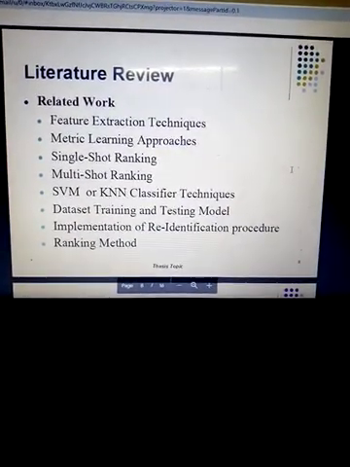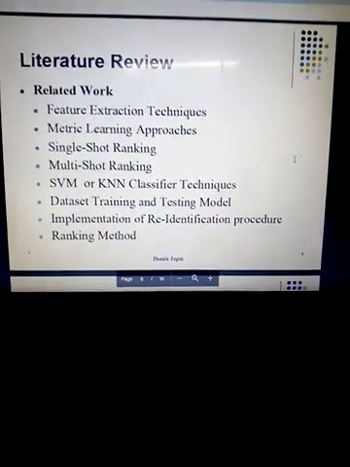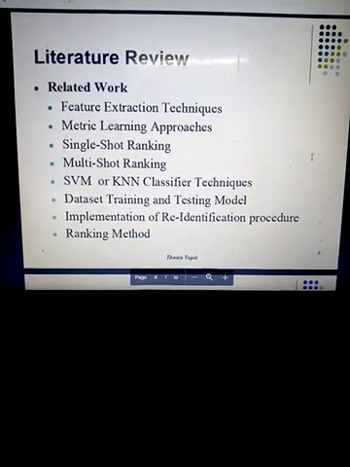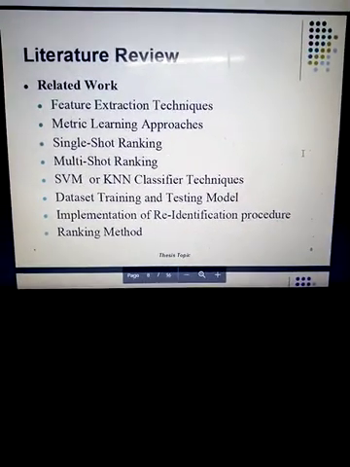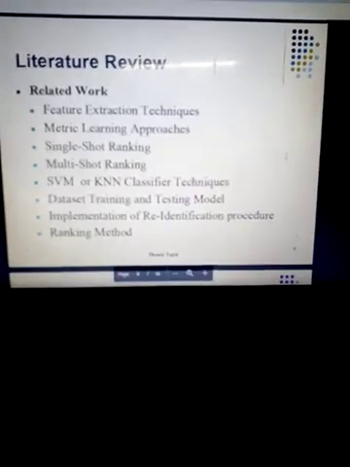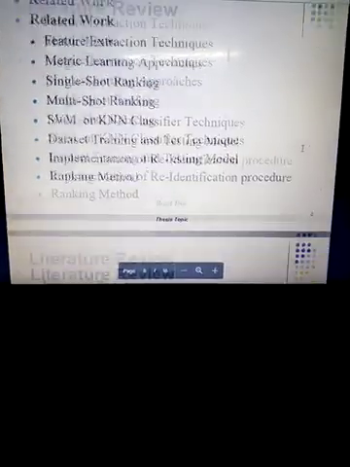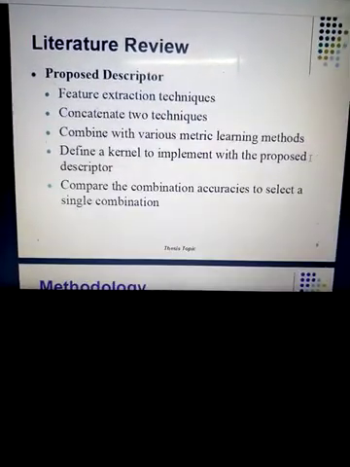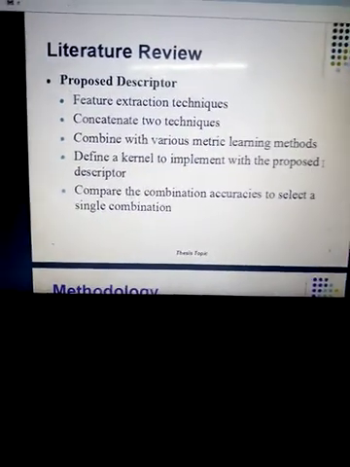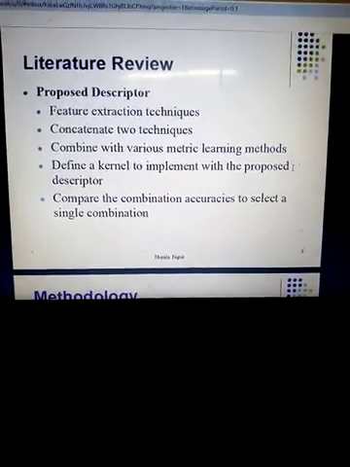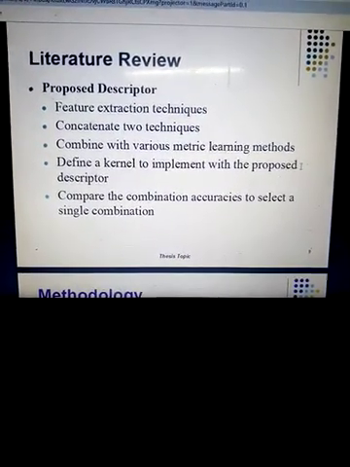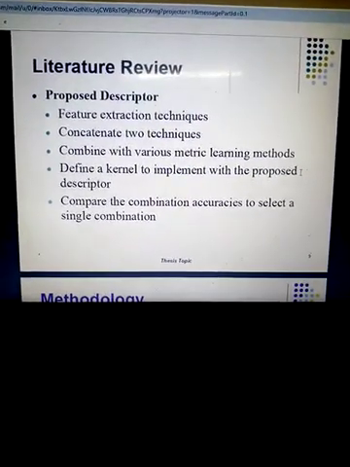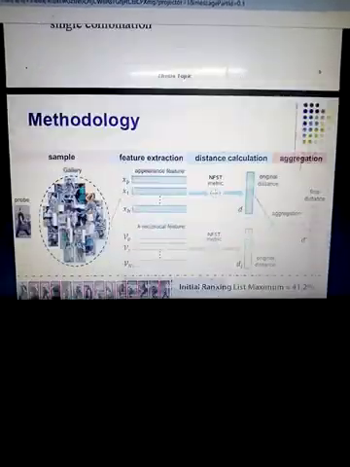In the related work, we combine the two approaches, feature extraction and metric learning, to get a higher rank by using the single-shot and the multi-shot ranking. And we use the classifier KNN, kernel nearest neighbor. The proposed descriptor is Gaussian of Gaussian. In the Gaussian of Gaussian, we have regions, and each region is described as local Gaussians, and each of the local Gaussians contains the region from which we extract the features and combine them into one vector.